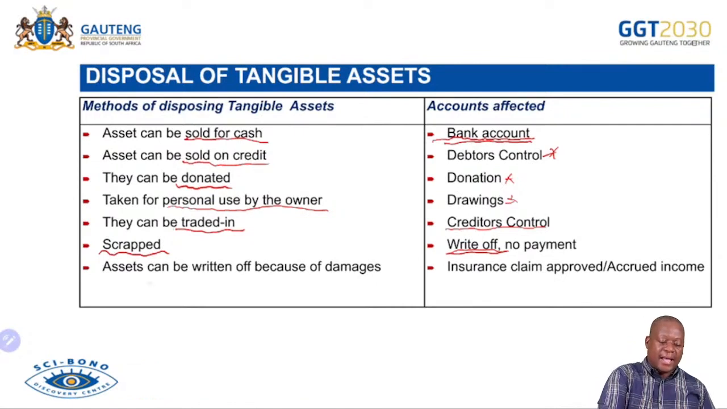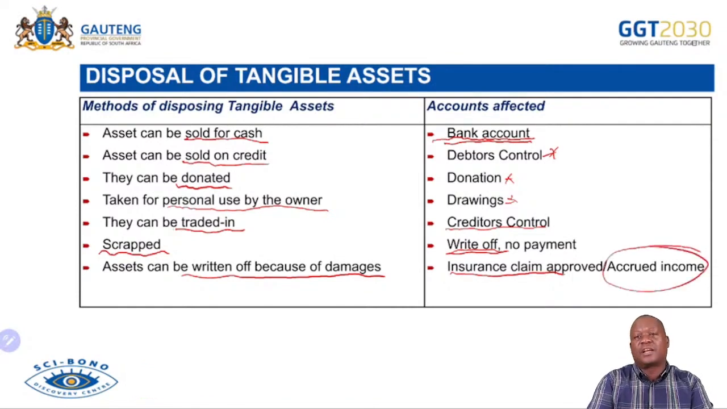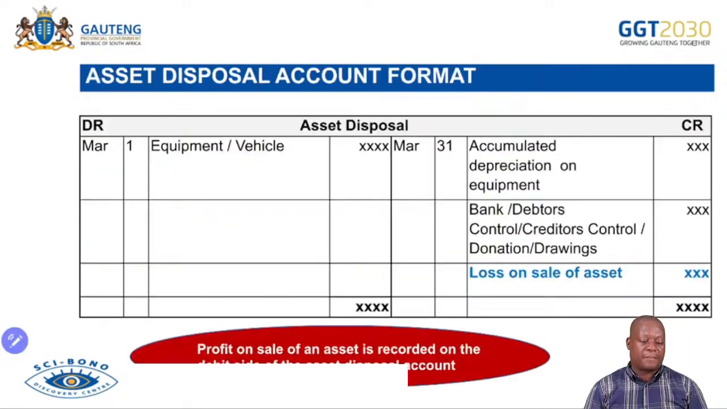And then an asset can be written off because of damages, like a car involved in an accident. Remember we said in our internal controls, it is very important to always insure our assets. So we go and claim from the insurance, and it becomes our accrued income. The minute the insurer approves it and says, okay, we are going to give you 120,000 for this vehicle that you lost, it means we are going to be waiting for that as income. It is recorded as accrued income.